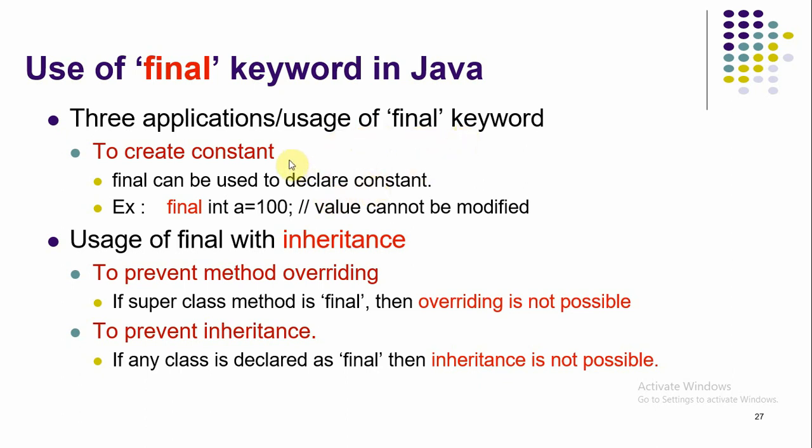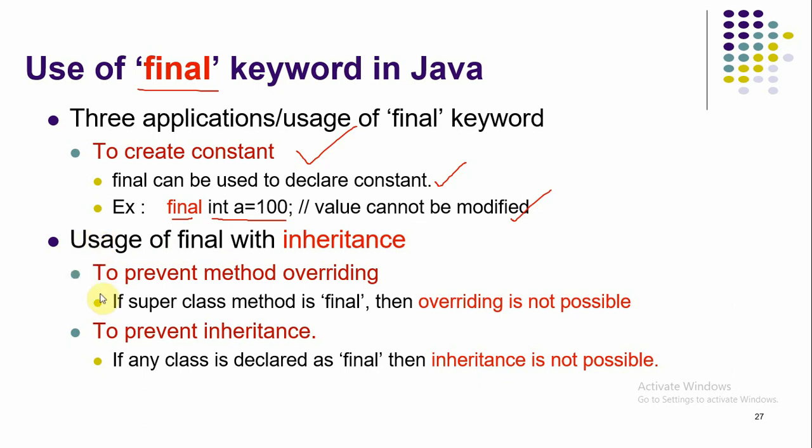So the first application of the final keyword is that you can create constant data. If you want to create constant data, we can use the final keyword. So final can be used to declare a constant value. What is meant by constant? Consider a variable, right? A variable is used for storing a value, and if you want to change it anytime, we can replace the value or reinitialize the value, right? A constant is actually a fixed value, it will not be changed. So when you apply the final keyword in a variable declaration, the value cannot be modified. So that is the first application of the final keyword.